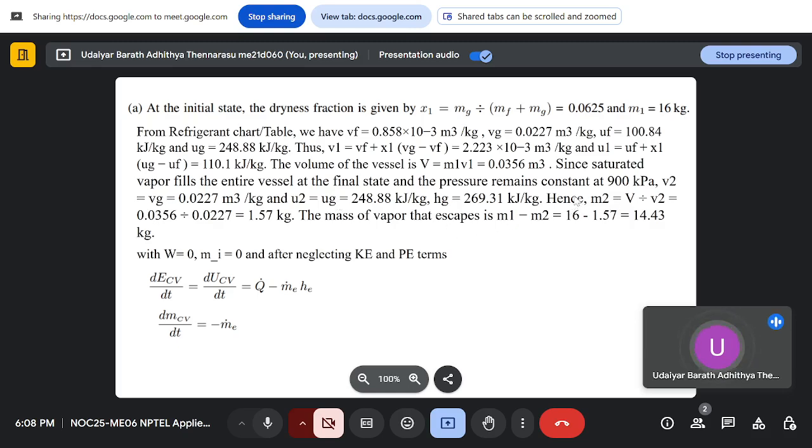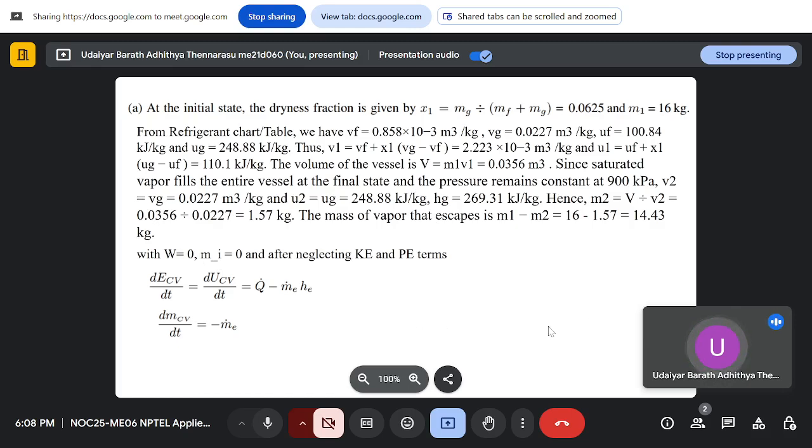So at state 2, we know the specific volume, we know the total volume of the cylinder. So now we can estimate what is the mass of the gas present when there is no liquid. So that is 1.57 kg. So the mass which has escaped out is nothing but the change in mass. So initially it was 16 kg, now we have 1.57 kg. So that gives me 14.43 kg. So that is the amount of saturated vapor which has escaped from the cylinder.